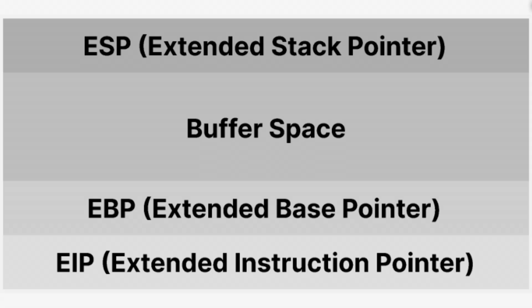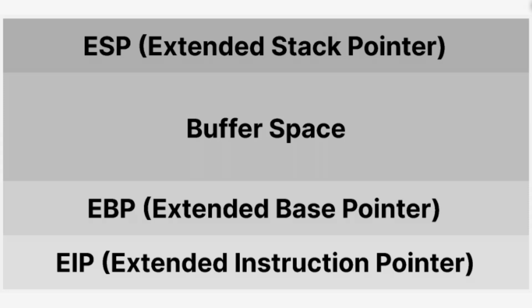If we figuratively zoom into the stack, it should look like this. The ESP, which is short for Extended Stack Pointer, keeps track of which stack frame we are currently on. Each function has its own stack frame, and every stack frame is composed of a buffer space, an EBP, and an EIP.